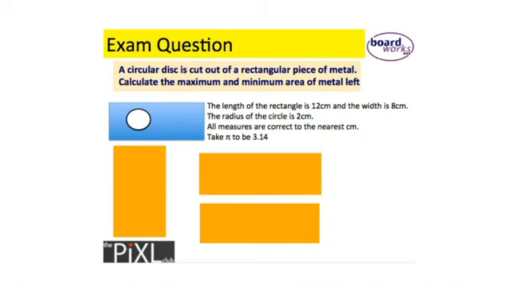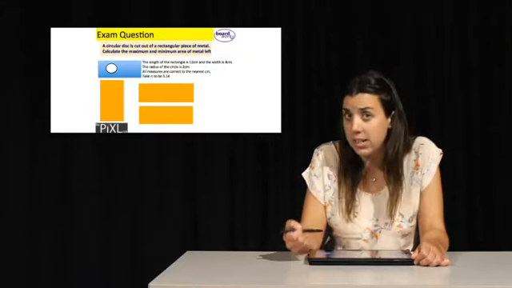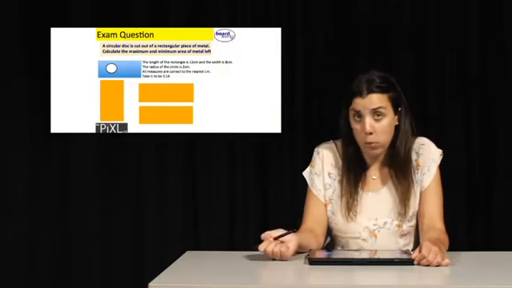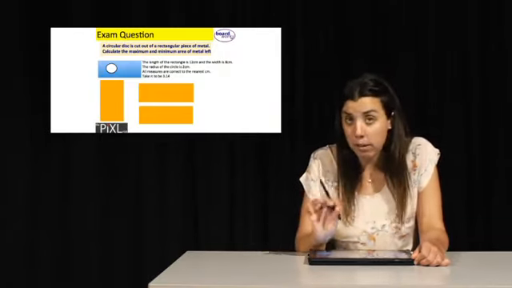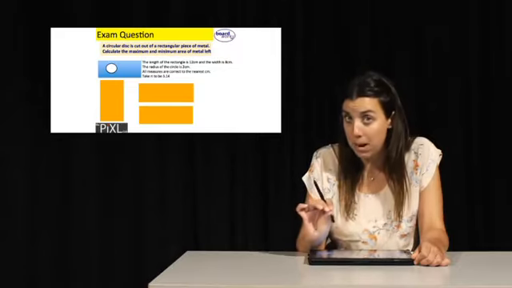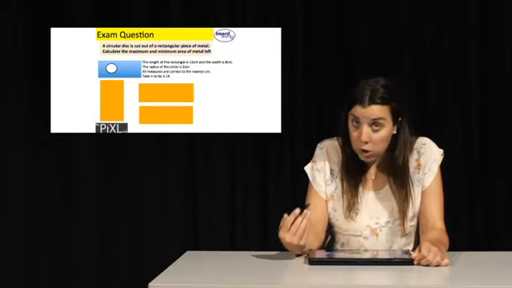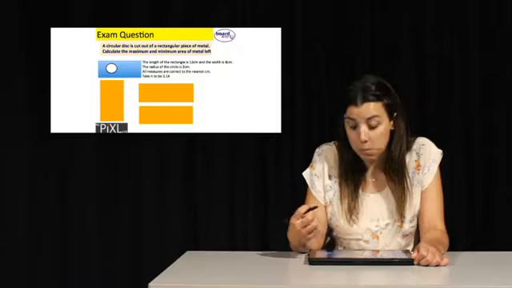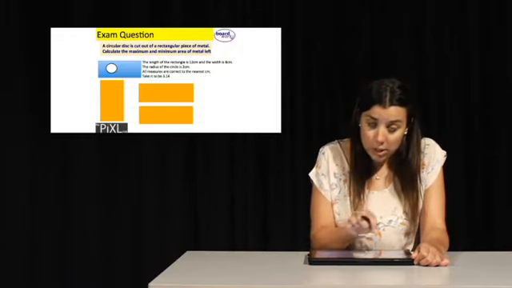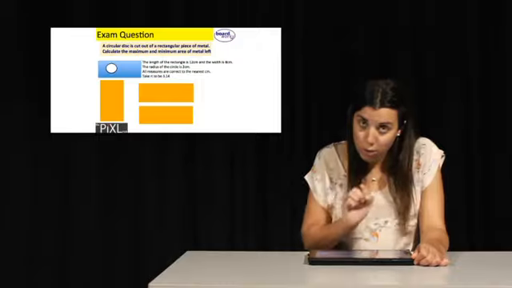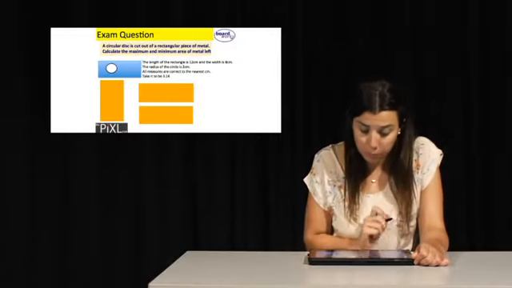You're given some further information. The length of the rectangle is 12 centimetres and the width is 8 centimetres. The radius of the circle is 2 centimetres and all measurements are correct to the nearest centimetre. It says here further to take pi to be 3.14. So pi is fixed at 3.14, so that's not involved in the bounds calculations. What I want you now to do is to calculate the minimum and maximum area left. So that's when the circular disc is cut out of the rectangle. 2 minutes, off you go.